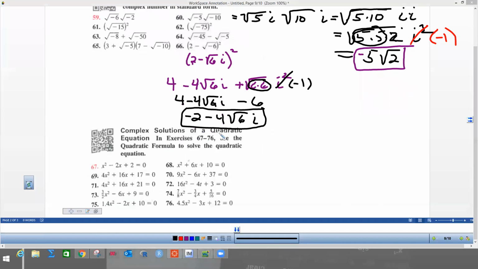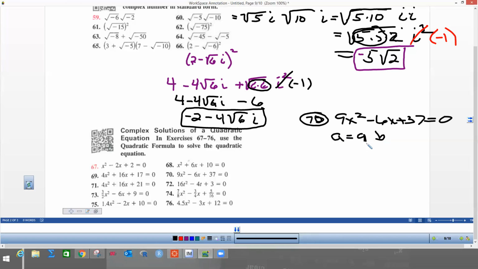So this part says, use the quadratic equation, complex solutions to quadratic equations. Use the quadratic formula to solve the quadratic equation. I'm only doing one of these, and I'm going to do number 70. So number 70 says 9x squared minus 6x plus 37 equals 0. So you're supposed to know a is 9, b is -6, and c is 37.